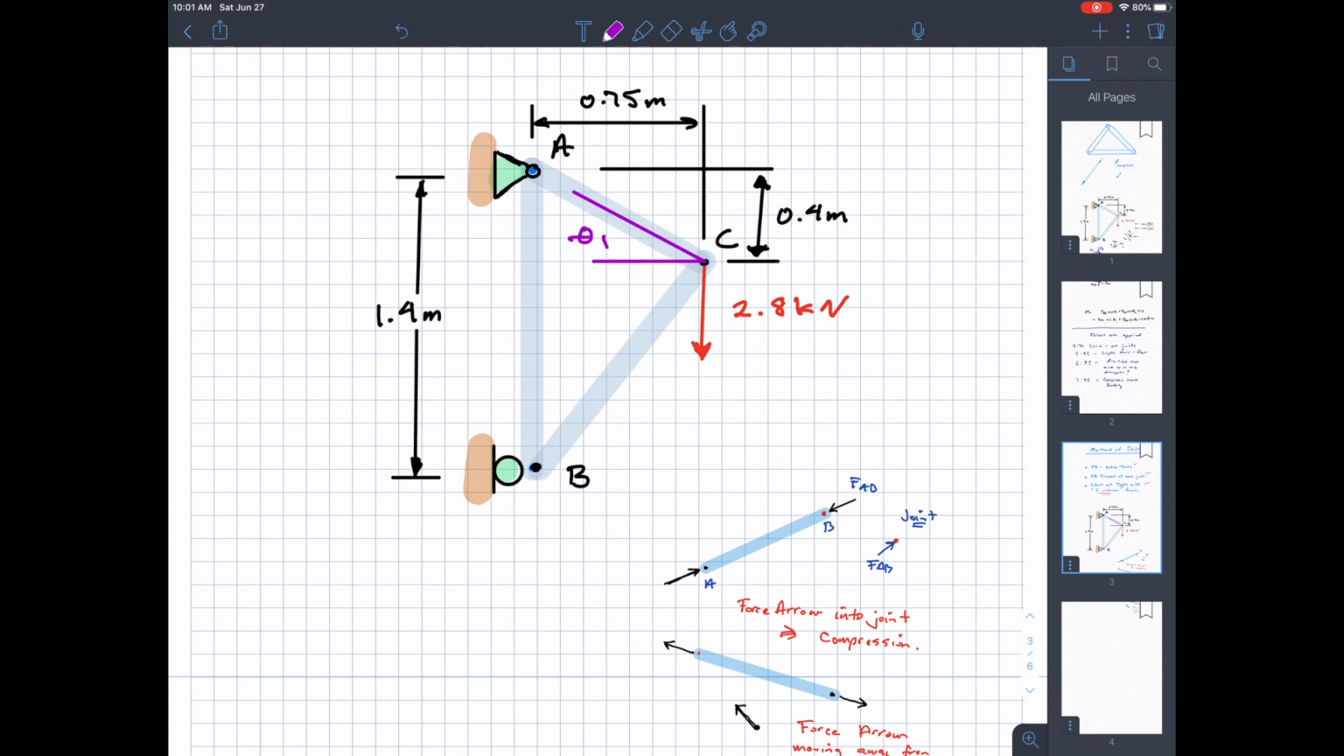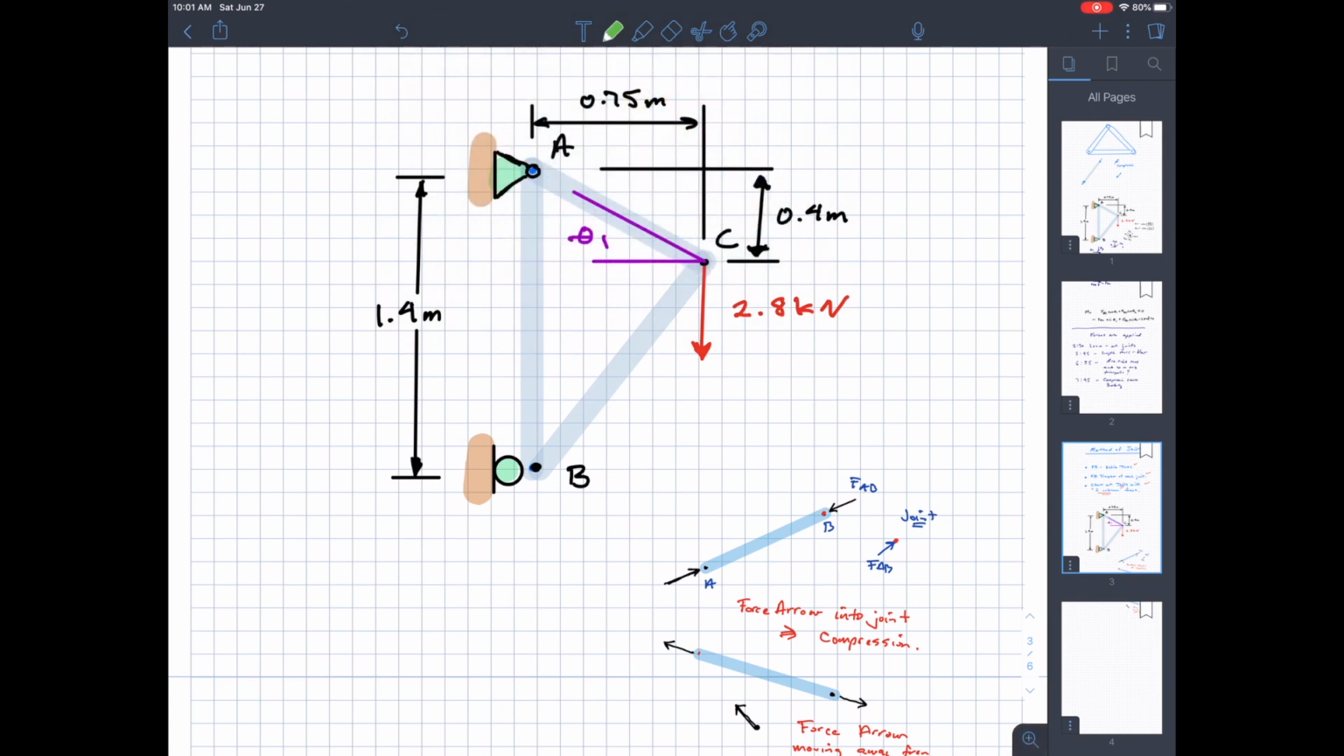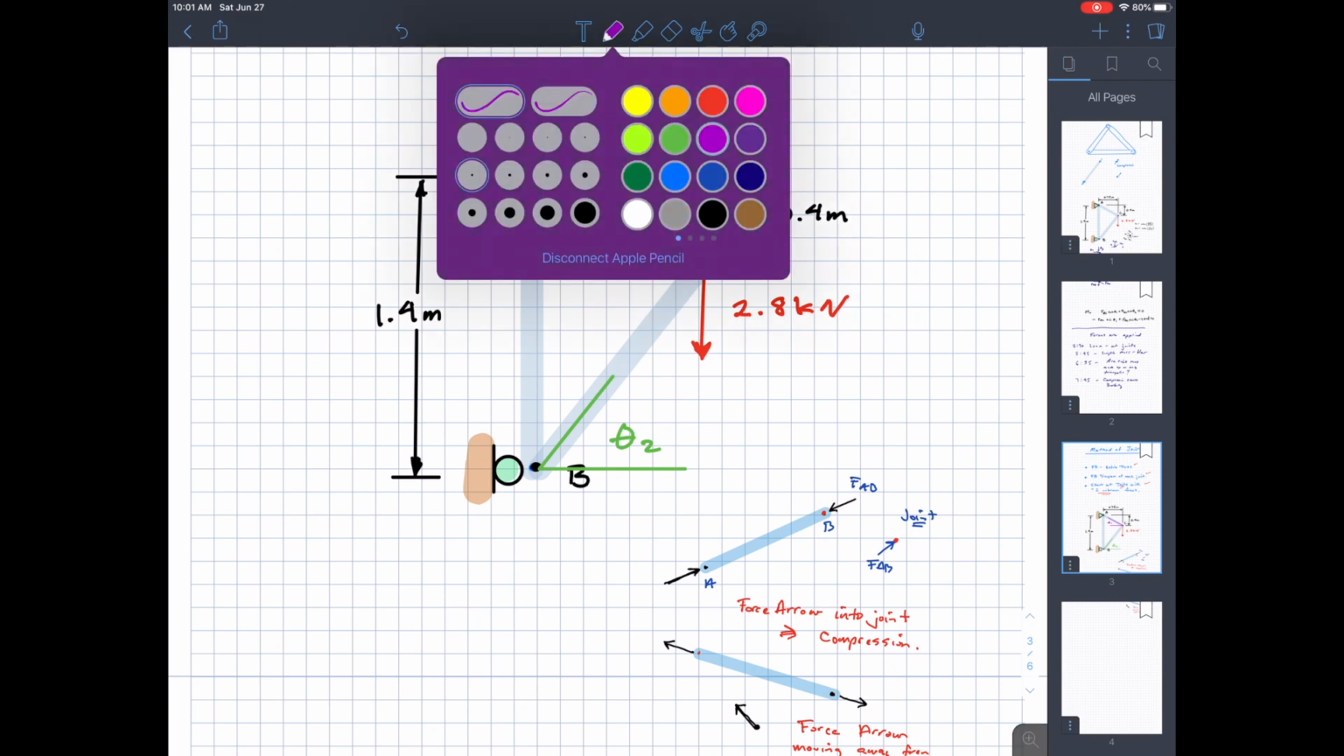We'll call that theta 1. And then with a different color, if I take this line, this horizontal, and this angle, that would be theta 2. That gives me the directions of the member forces FAC and FBC, and I know that FAB is completely vertical, so we know that angle as well. It's just easier.